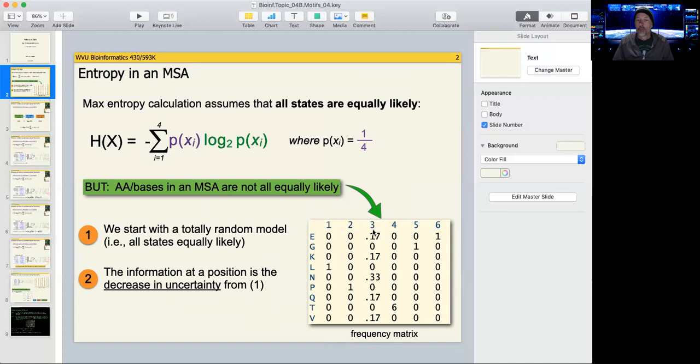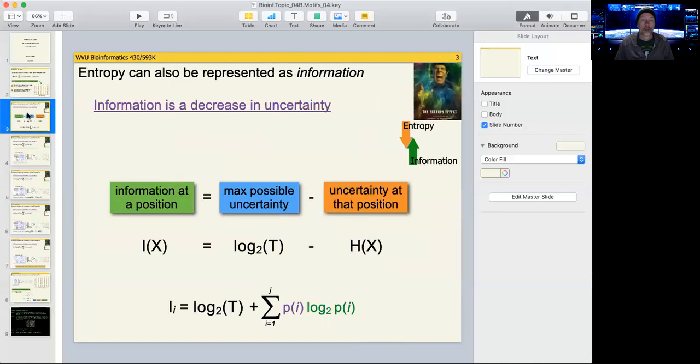Contrast that with position 3. We have some information. For example, we know there's no G, there's no L, there's no P, there's no T, et cetera. We know that N occurs more frequently than the other residues, but we don't have 100% certainty. So there is still some uncertainty. So the information we have in this position will be less than the information we have here. So higher uncertainty, less information.